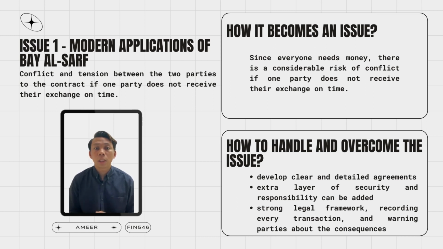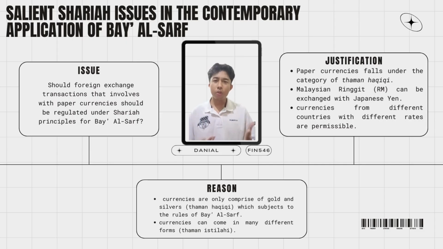Building trust between the parties, rooted in Islamic ethics, reinforces a commitment to fairness and integrity. And last but not least, regular audits and monitoring ensure ongoing compliance and early identification of issues. So those are the ways to overcome this issue. That's all from me. Thank you very much. Now we are going to look at the salient Sharia issues in the contemporary application of Bai Asaf.